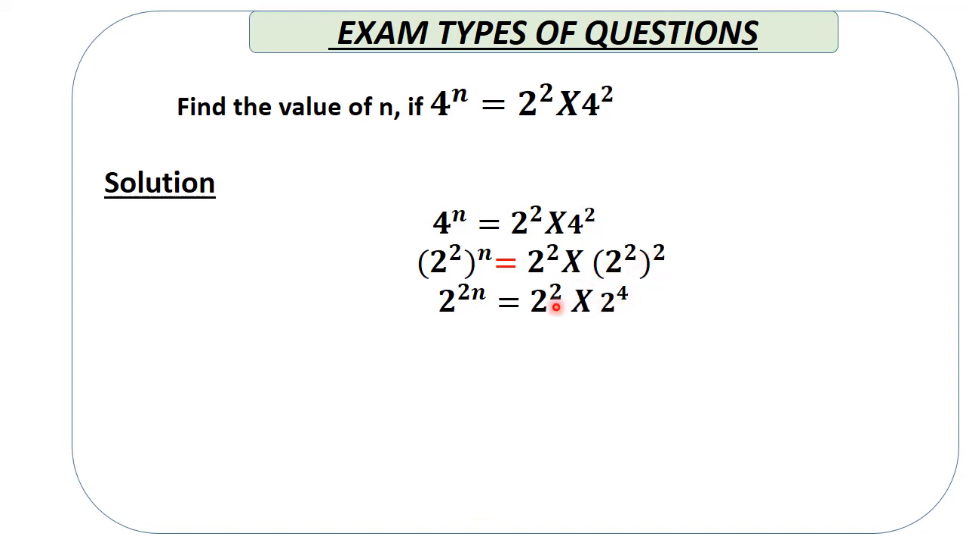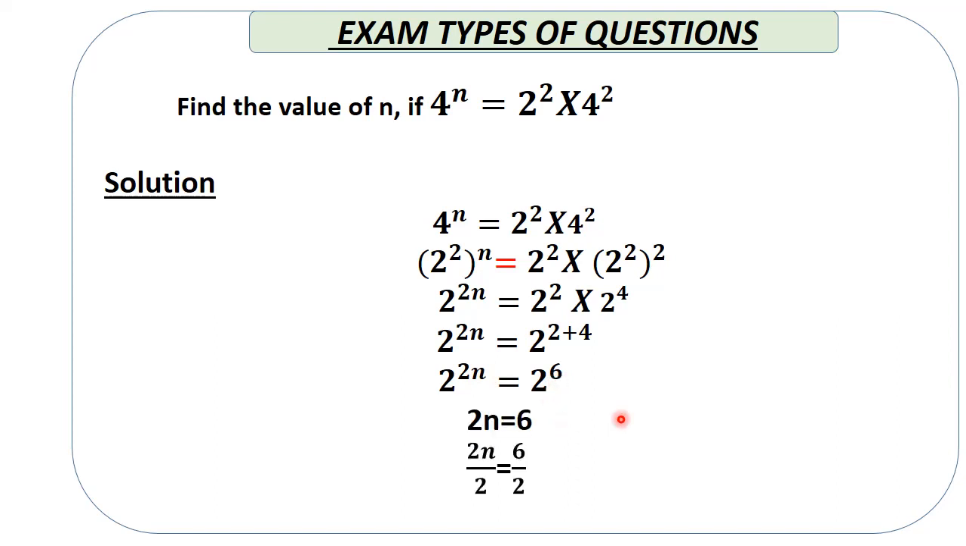From here, we can use the multiplication law, where we say if the bases are the same, then we can add the powers. So we're going to have 2 to the power 2n this side, and this side we're going to have 2 plus 4, which is equal to 6. After this, the bases are the same. So 2n can be equated to 6, like so. And we can divide both sides by 2, and we're going to get n is equal to 3.